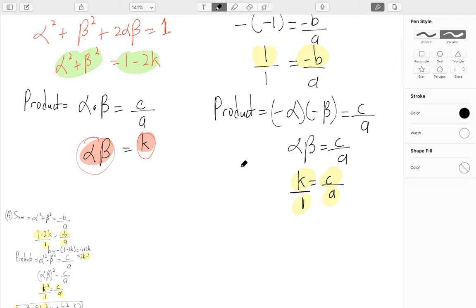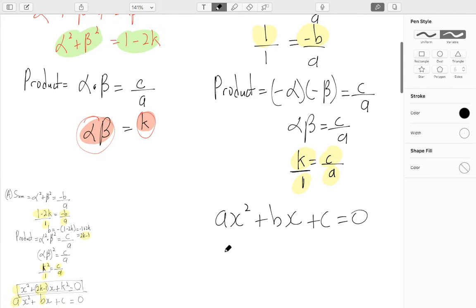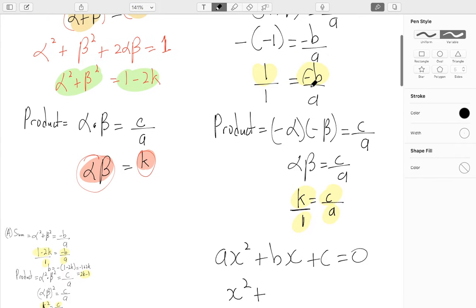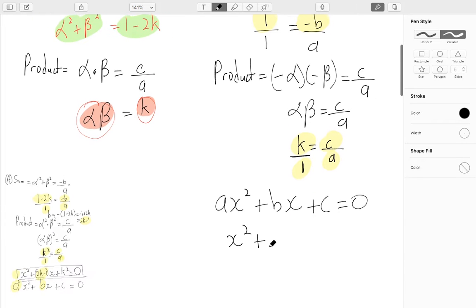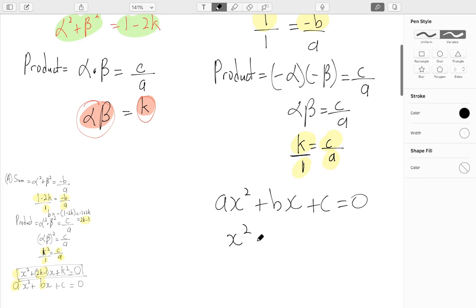Beautiful. Okay, so if we have an equation like this, then our a is 1, so 1x squared, or just x squared. Our b is negative 1, since negative b is 1. So instead of plus bx, we have minus 1x, or minus x. And our c is k, so plus k is equal to 0. And that will be your final answer for the second one.